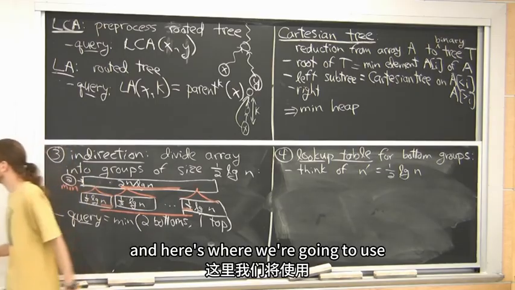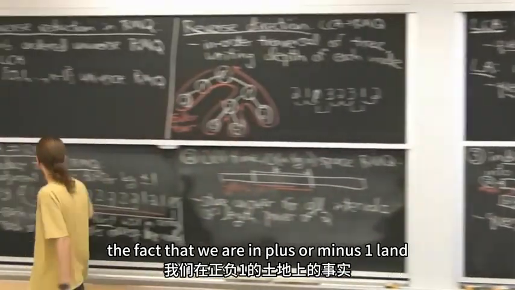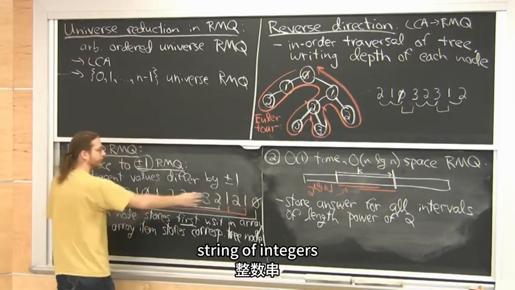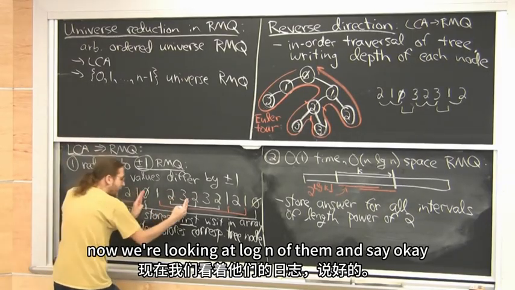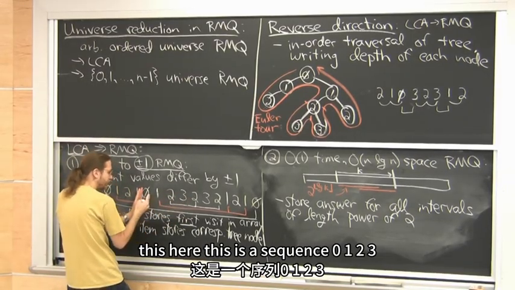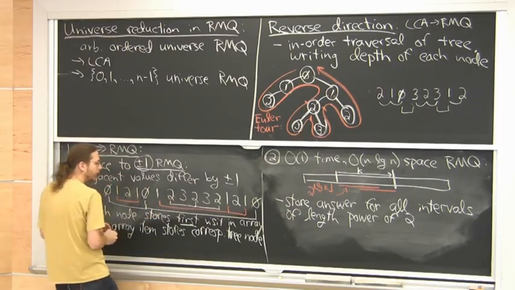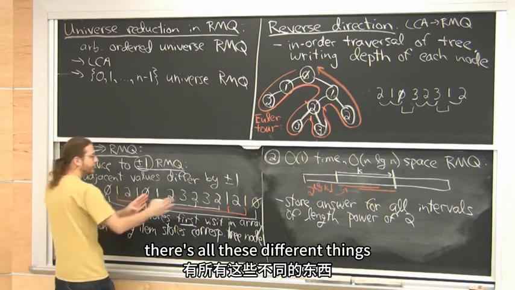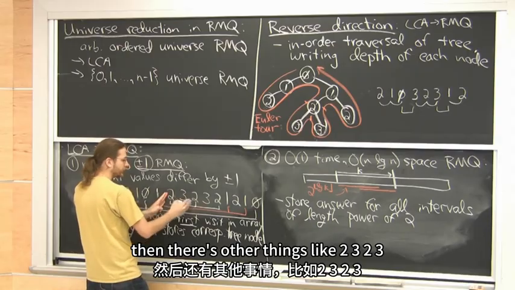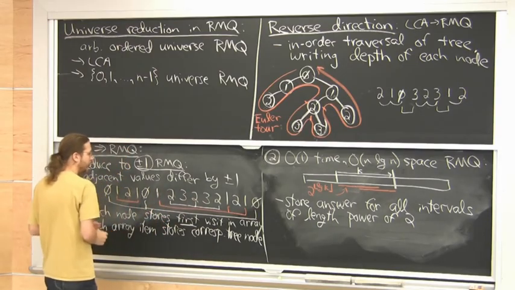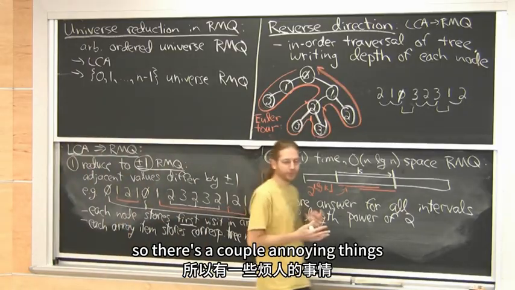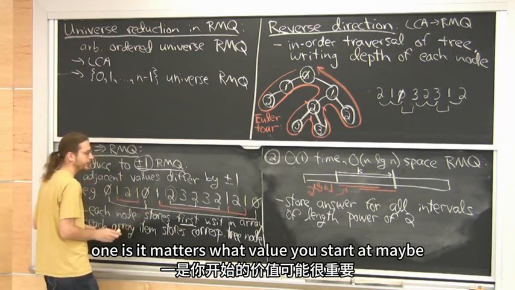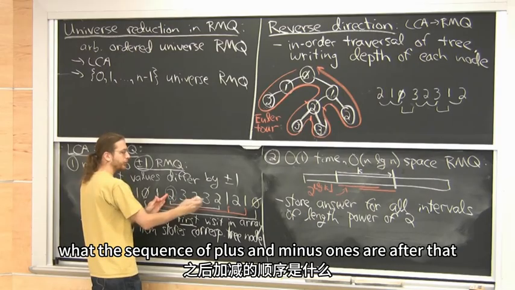And here's where we're going to use the fact that we are in plus or minus 1 land. Okay, we have this giant string of integers. And now we're looking at log n of them and say, okay, this is the sequence 0, 1, 2, 3. Over here is 0, 1, 2, 1. There's all these different things. Then there's other things like 2, 3, 2, 3. There's a couple annoying things. One is it matters what value you start at, maybe, and then it matters what the sequence of plus and minus 1s are after that.